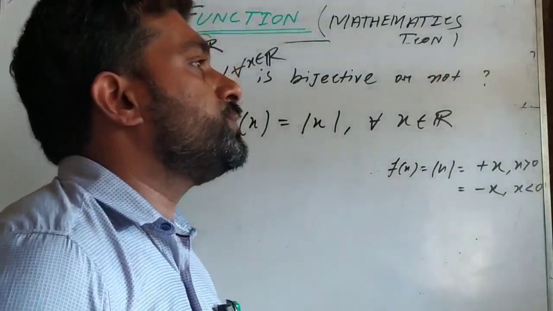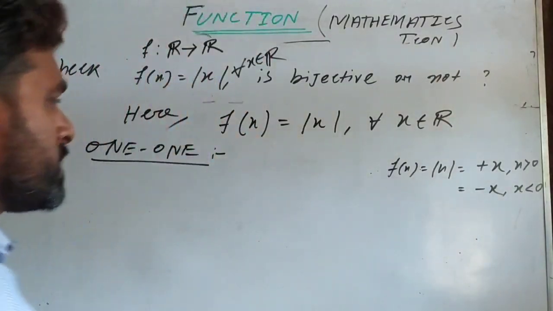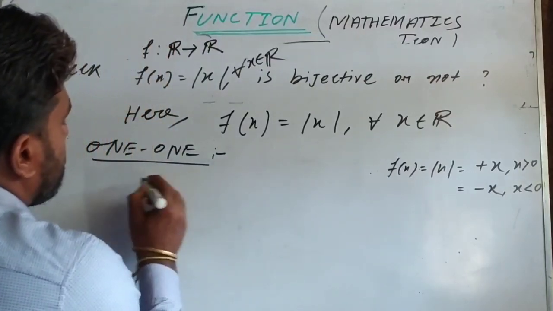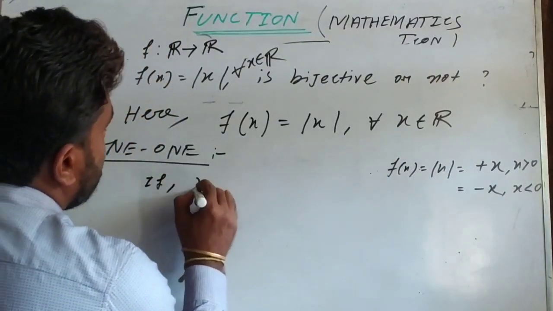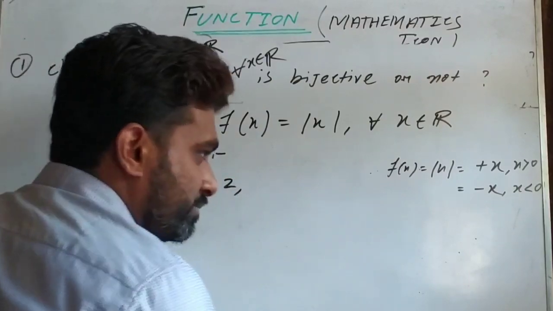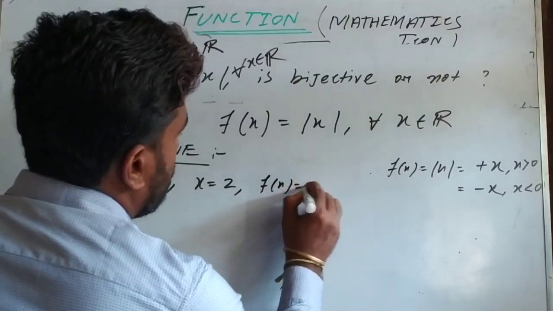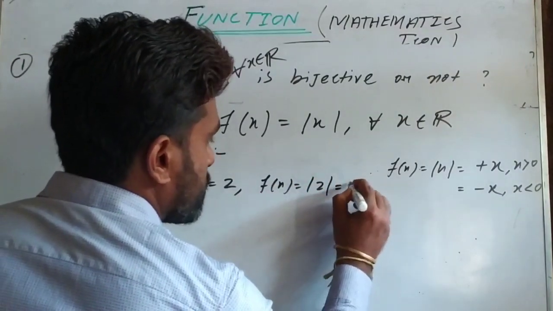So here just see what is happening. If x equals 2, then f(x) equals |2|, and the answer is 2.